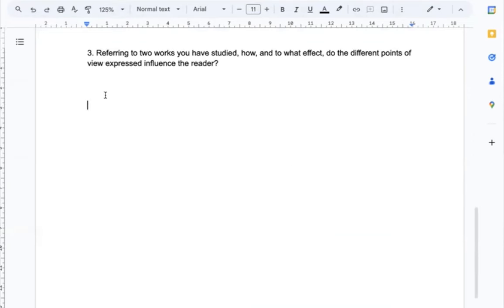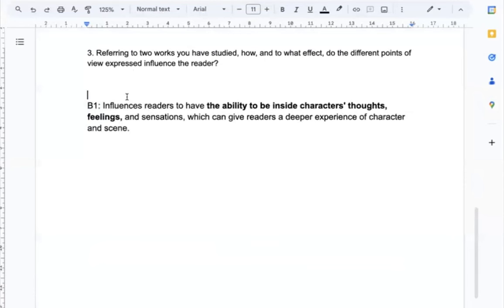Question number 3. Referring to two works you have studied, how and to what effect do the different points of view expressed influence the reader? Let me talk about one type of point of view, which is third-person omniscient, and how it works to influence the readers. First, basically, a third-person omniscient narrator knows everything about the story and its characters. So it influences the readers to have the ability to be inside characters' thoughts, feelings, and sensations, which can give readers a deeper experience of character and scene.